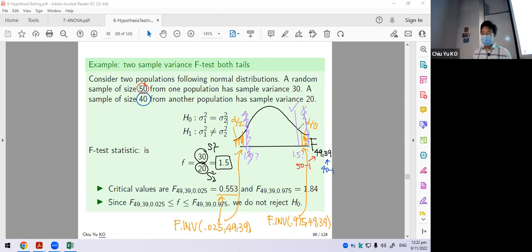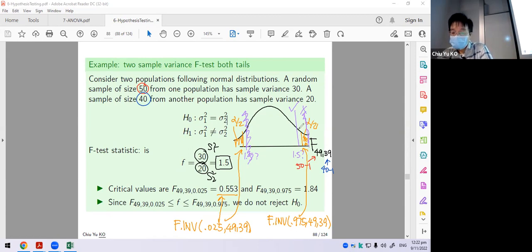So that means that we don't reject at 5%. It does not fall within the region that you think is too far away. So it's not too extreme, it's not something that unexpected. So we don't reject.